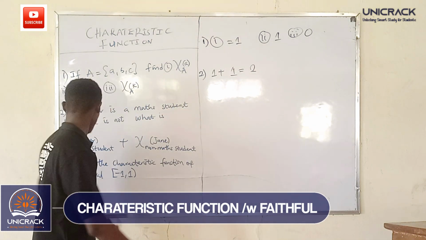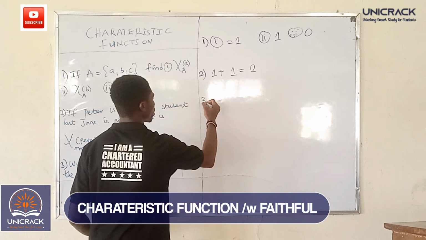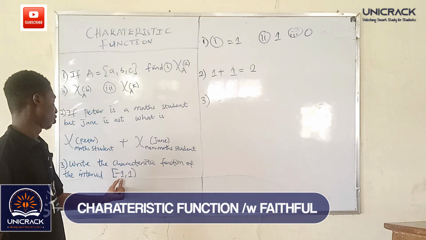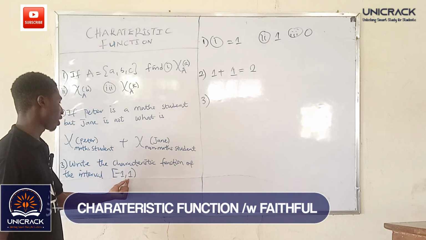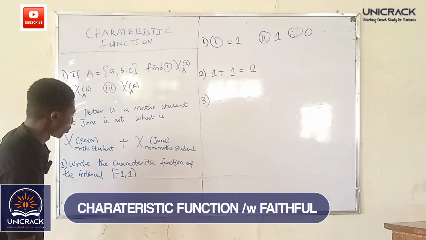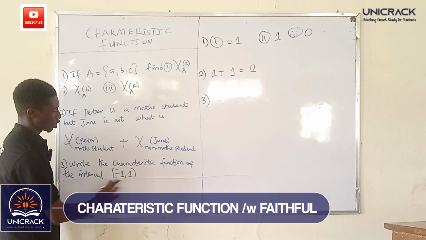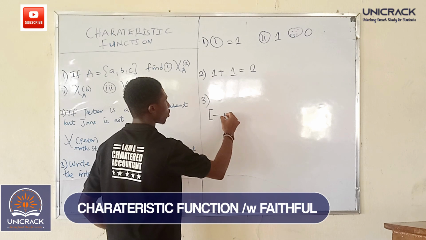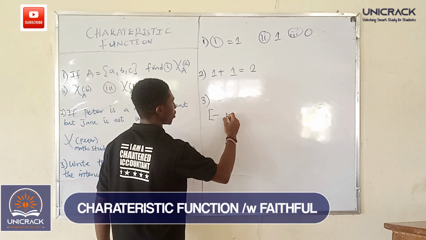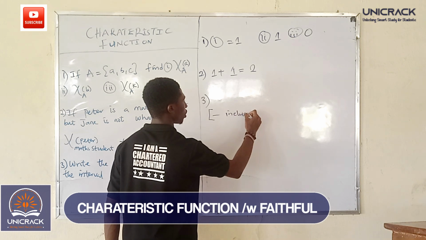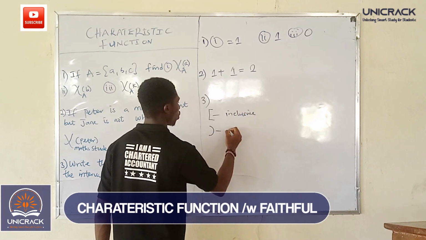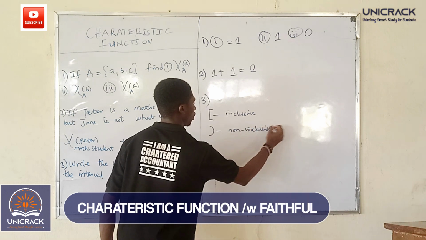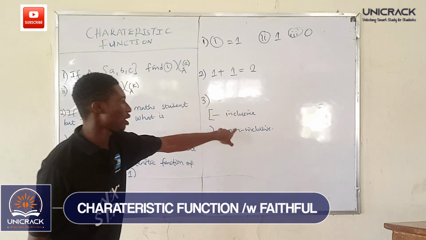2. Lastly, the last question we have, they say, write the characteristic function of the interval with the square bracket, -1 and 1. Now, the key behind this is the brackets we have here. This is what we call the inclusive bracket in function, and this is what we call the non-inclusive bracket in function. So this is the inclusive and the non-inclusive.